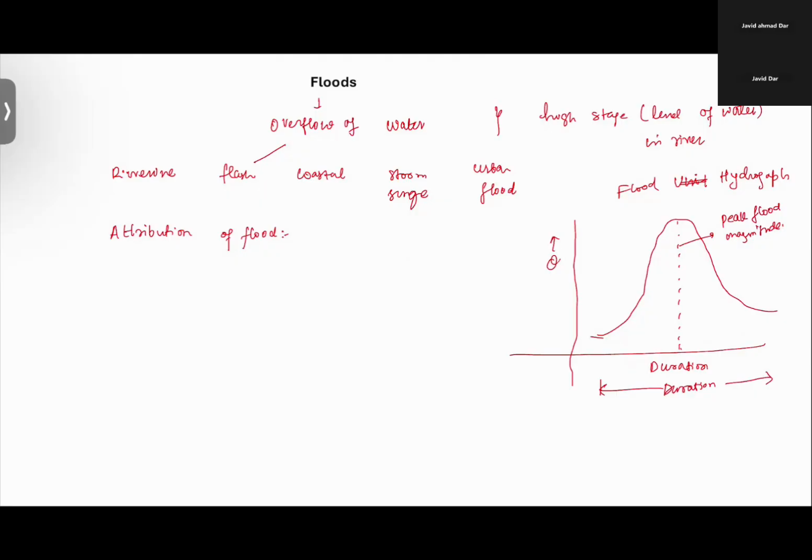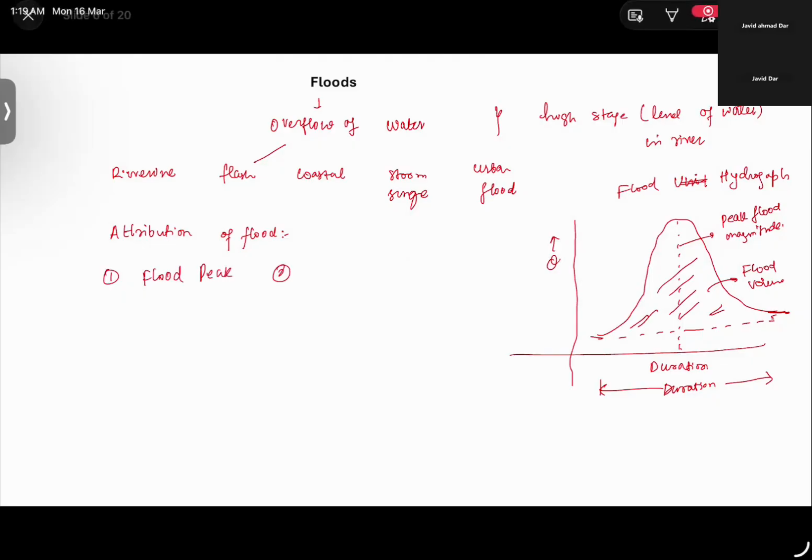And the third property is, let's say this is your base flow, the area under this curve, which will be giving you the volume of the water, or the flood volume, I can say. That is actually the area under the curve. So three properties or three attributes, I can say. One is flood peak. Second is going to be your flood volume. Third is going to be your flood duration.